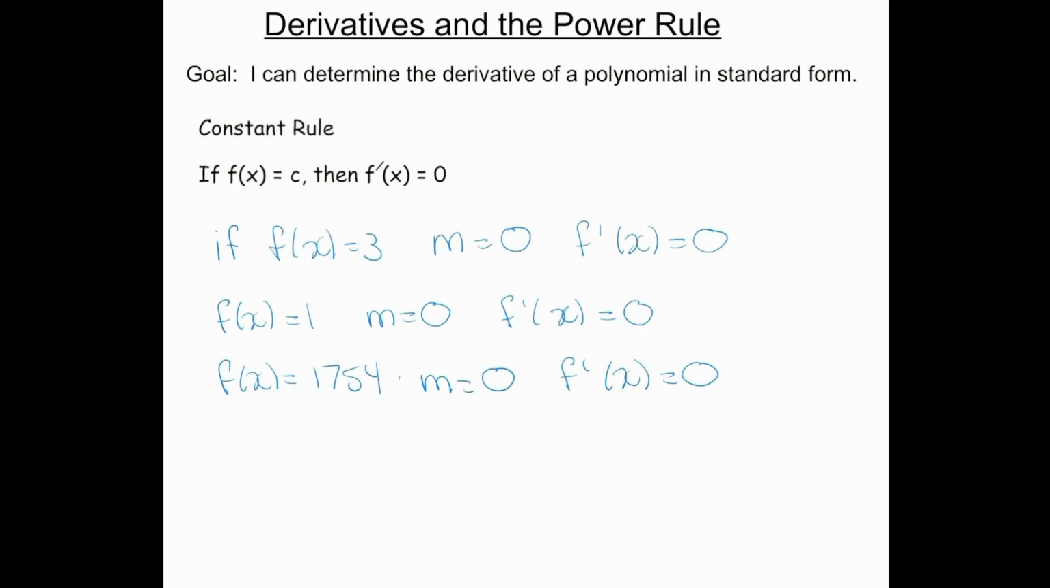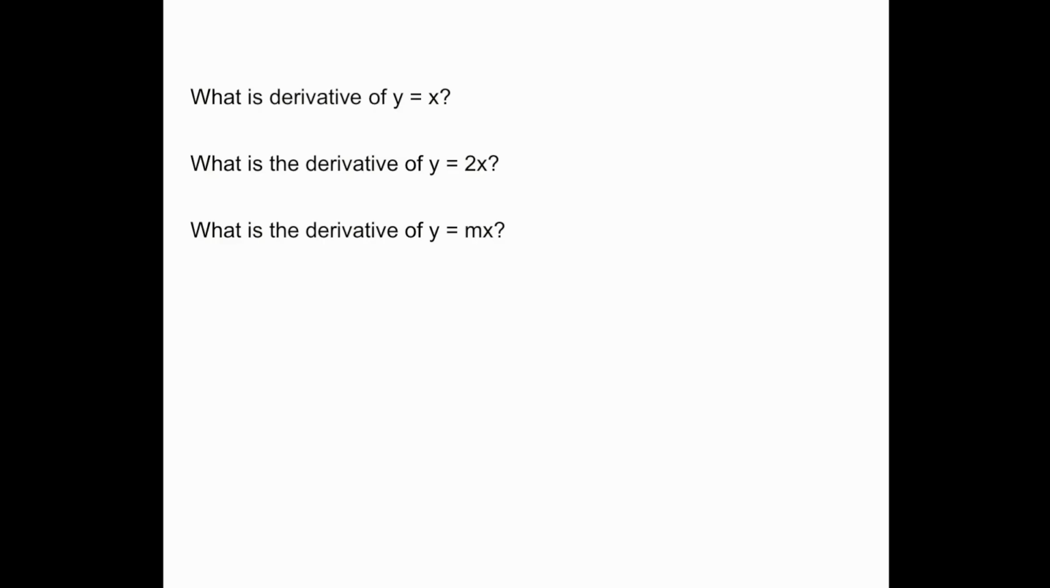But what if the slope isn't 0? Let's look at some scenarios on the next slide. So, what would the derivative of y equals x be? Well, let's graph it. We know that y is equal to x. And what does that really mean? Well, that tells me that f of x is equal to x if we're going to use function notation. And that really just means that for every value of x, y just equals x.